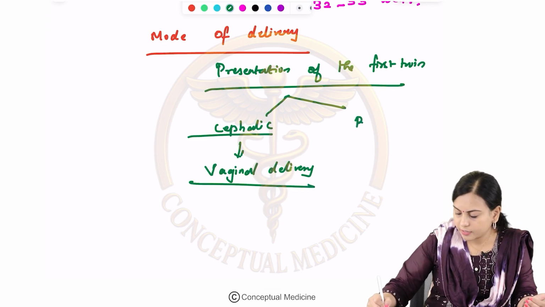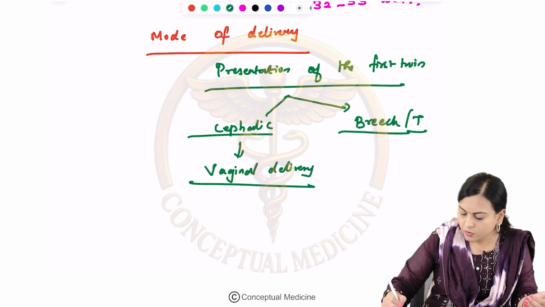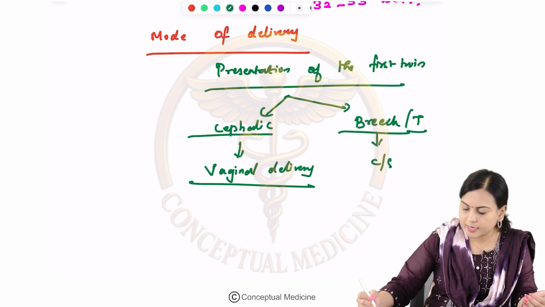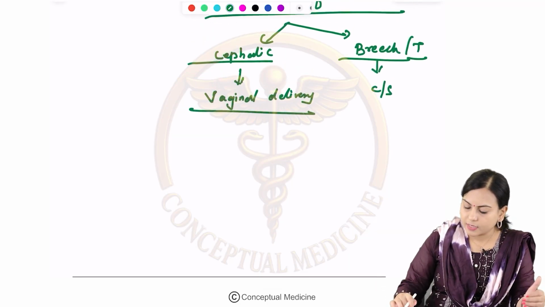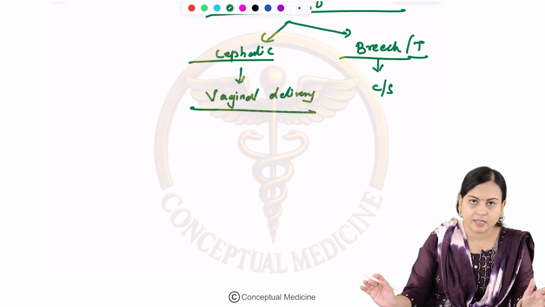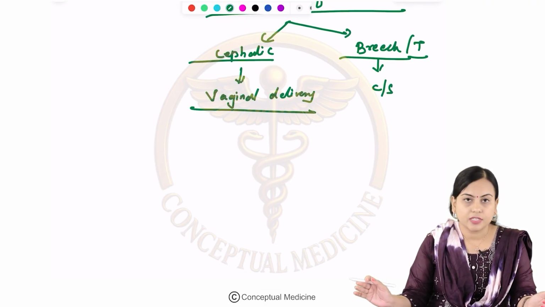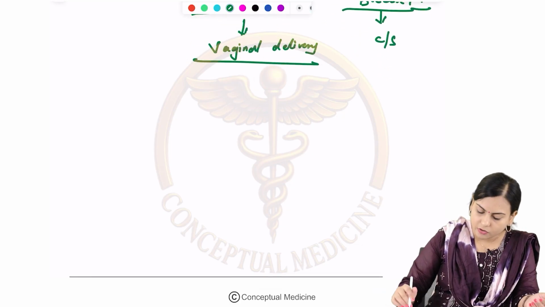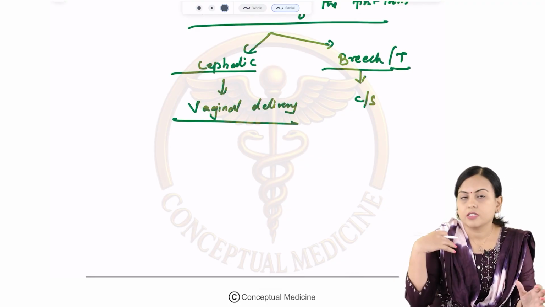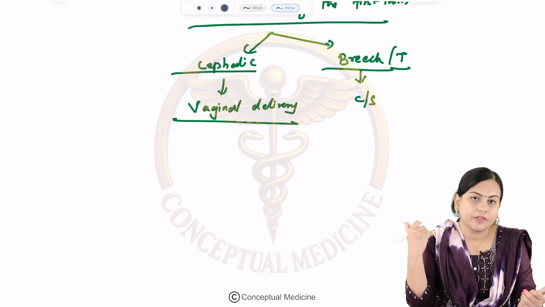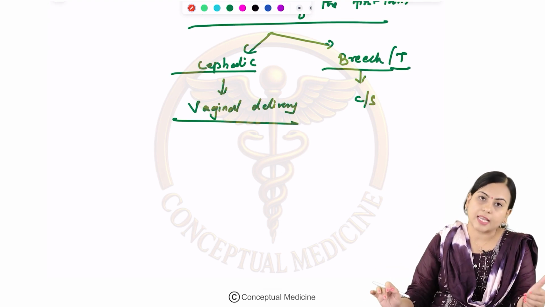Suppose it is breech or transverse or anything else, then you will be going for cesarean section, right? And after delivering the first twin by vaginal delivery, if it is a cephalic presentation, you have to check for the second twin's presentation, okay.